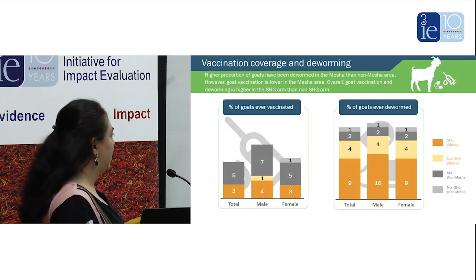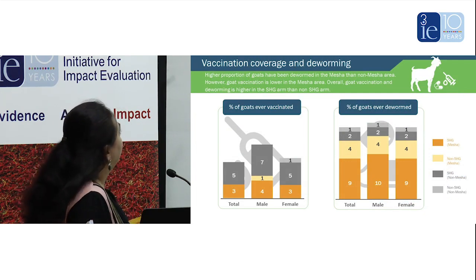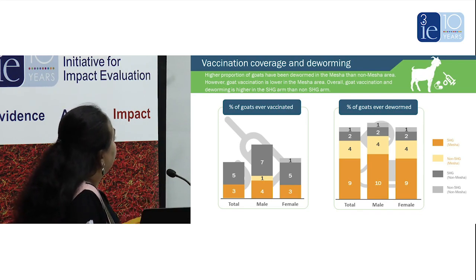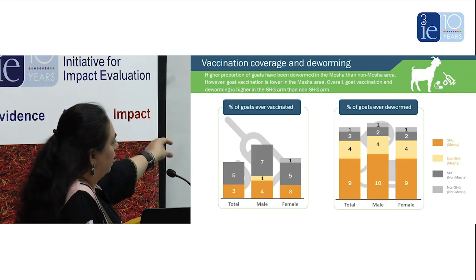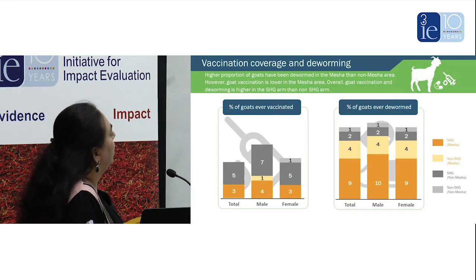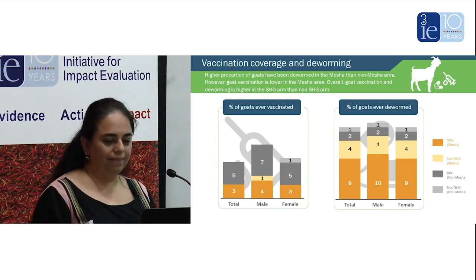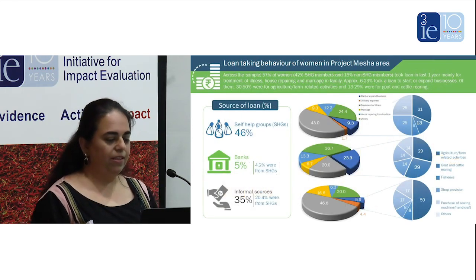Vaccination coverage and deworming. I'm not sure how the colors are coming through, but overall, if you see, a higher proportion of goats have been dewormed in the Mesha area than the non-Mesha areas. And if you look at goat vaccination, you'll see that it's lower in the Mesha area. Overall goat vaccination and deworming is higher in the SHG arm, which are the darker colors, and sometimes they don't appear at all as having been vaccinated in the non-SHG areas. So this was the story of the goats.